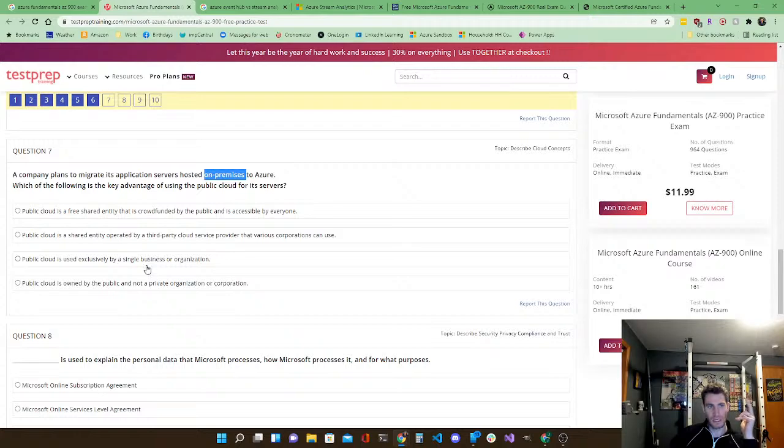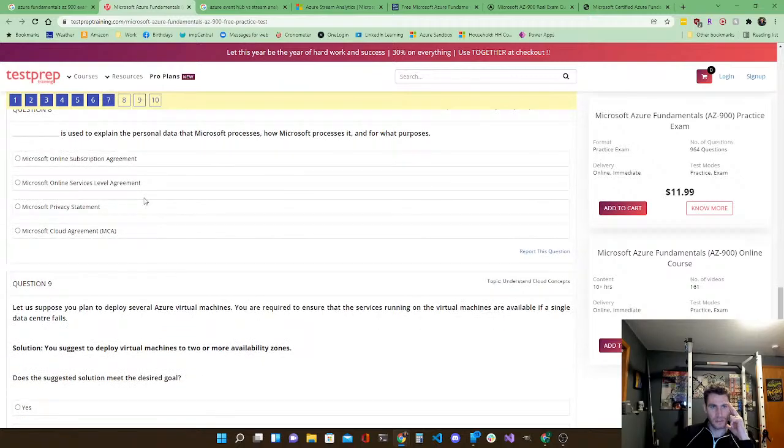So if your company has some servers and you can somehow access it, not on their network, then I guess it's a cloud. I don't know the definition of on-premise versus a private cloud. But public cloud is owned by the public and not a private organization or corporation. That is not true.